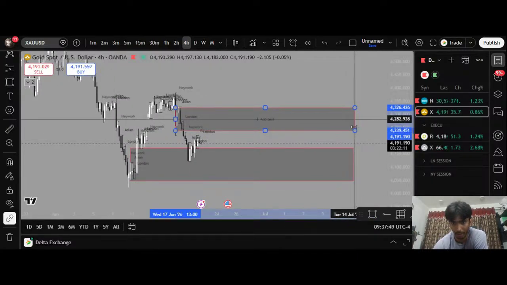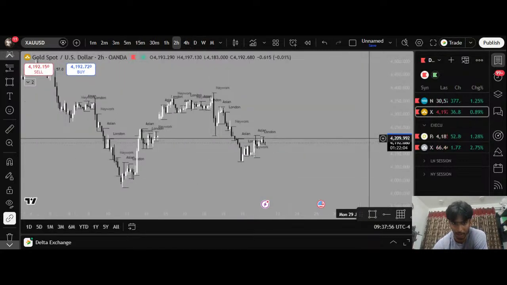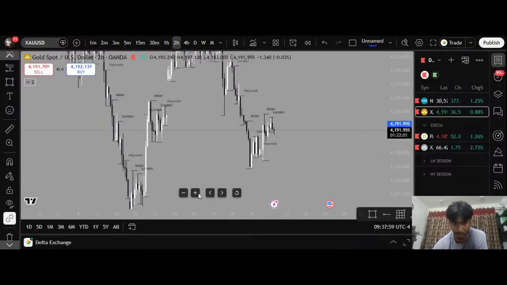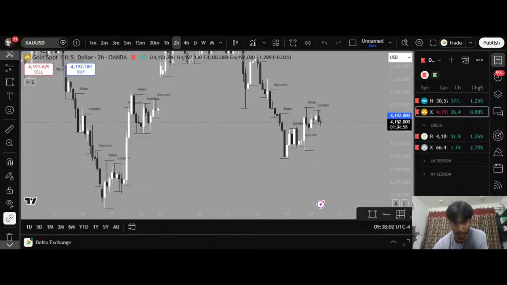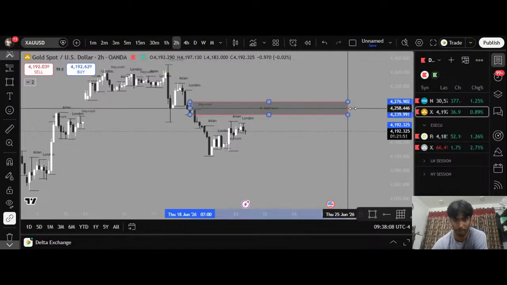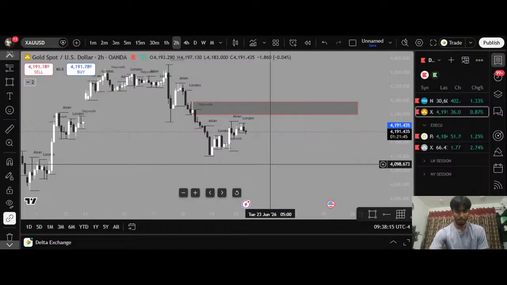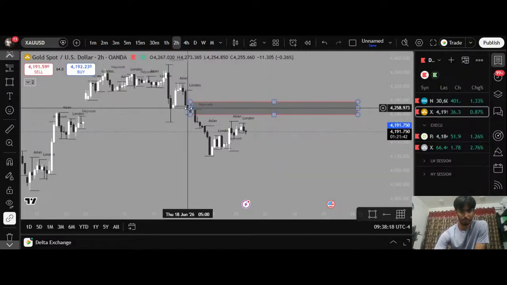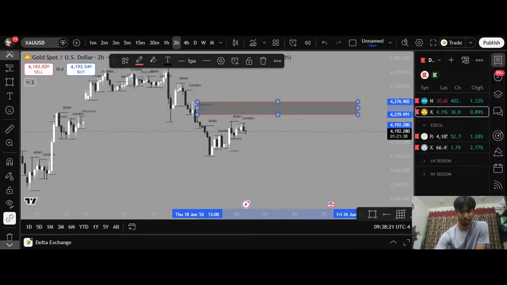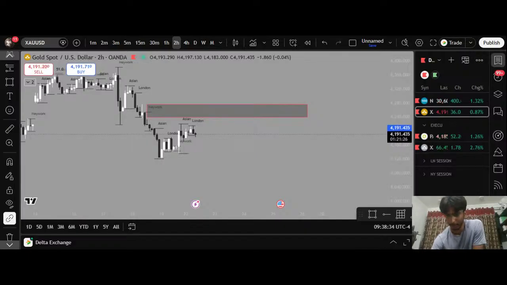So typically on these kind of days where you don't have clear bias or your bias is between two zones, not trading would be a better option because you don't need to trade it every day. You can wait for another high quality setup day and take a trade. So technically I'm not looking to trade over here. So I will not be looking to trade.